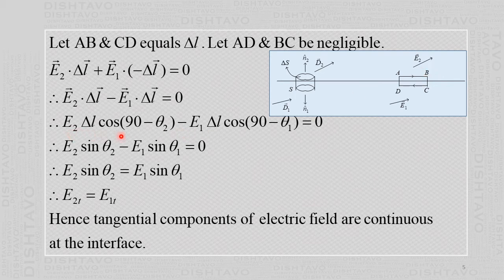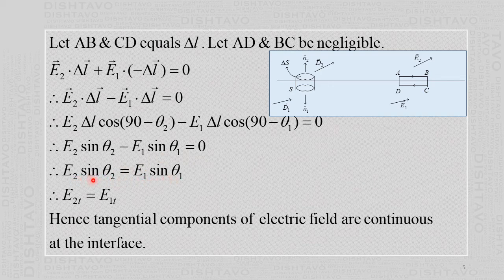So we have written E2 delta L cos 90 minus theta 2 minus, when you take a dot product, E1 delta L and the angle between E1 and delta L. See, this E1 and this delta L. Now here the angle, similar to this, is 90 minus theta 1. So this is equal to 0. Then delta L cancels, and cos of 90 minus theta 2 is sin theta 2. Cos of 90 minus theta 1 is sin theta 1. So what you get is E2 sin theta 2 minus E1 sin theta 1 equal to 0. So E2 sin theta 2 equals E1 sin theta 1.